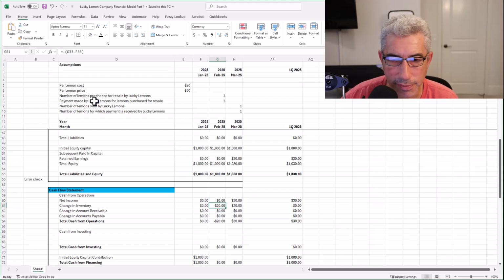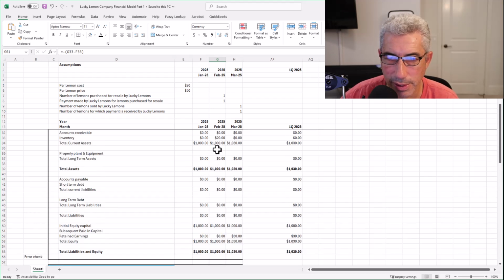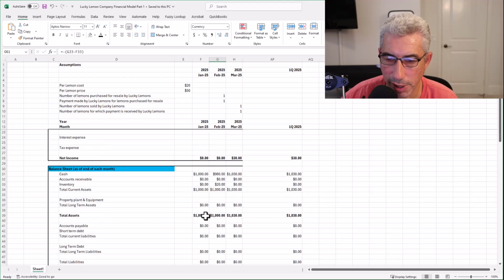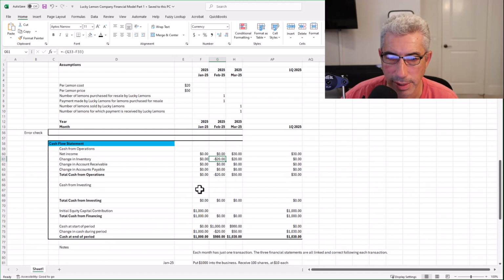And you'll see that the formula is G33 minus F33, which is the change in inventory between the current month and the prior month. So total cash from operations is minus $20. There's no change in cash from investing, no change in cash from financing.